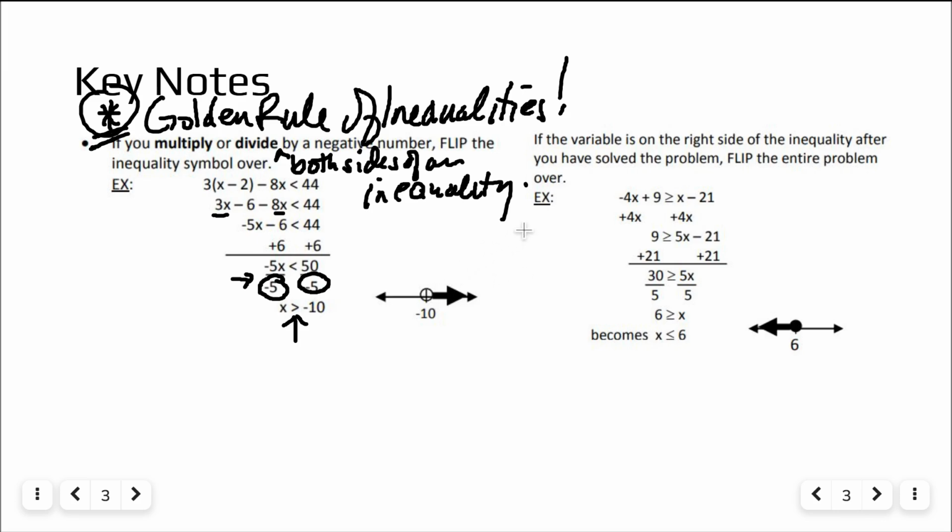Okay? And finally, what might help some of you is if your variable ends up on the right-hand side, what you can do is flip the entire inequality over so that the arrow kind of points the direction that you're supposed to draw your arrow. So this becomes 6 is greater than or equal to x, means the same thing as x is less than or equal to 6. I like to say read this from right to left. If you read it backward, it says x is less than or equal to 6. And then you use a closed circle and draw your arrow to the left.